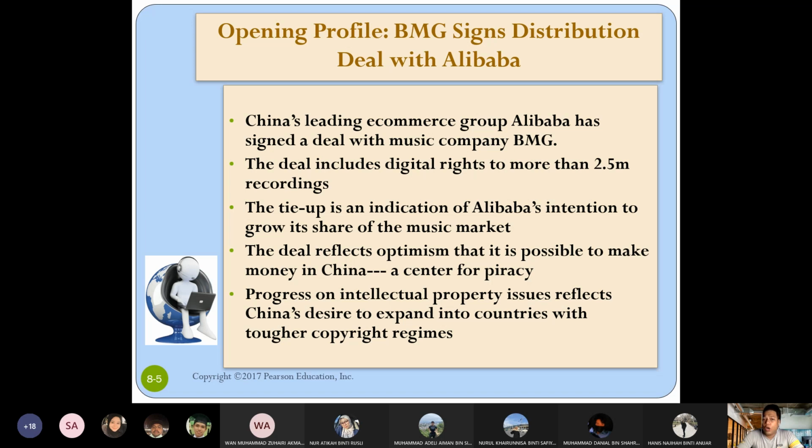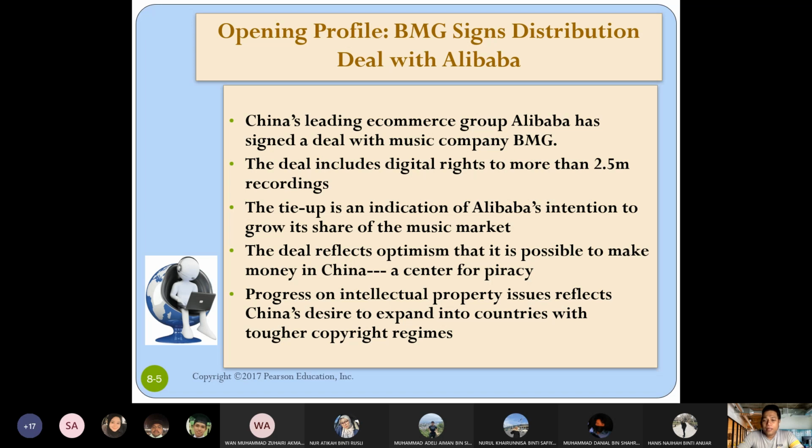China's leading e-commerce group Alibaba has signed a deal with music company BMG, and the deal includes digital rights to more than 2.5 million recordings. The tie-up is an indication of Alibaba's intention to grow its share of the music market. So this is the problem that happened. The deal reflects optimism that it is possible to make money in China, despite piracy concerns. Then another problem happened in China. Progress on intellectual property or IP issues reflects China's desire to expand into countries with tougher copyright regimes.